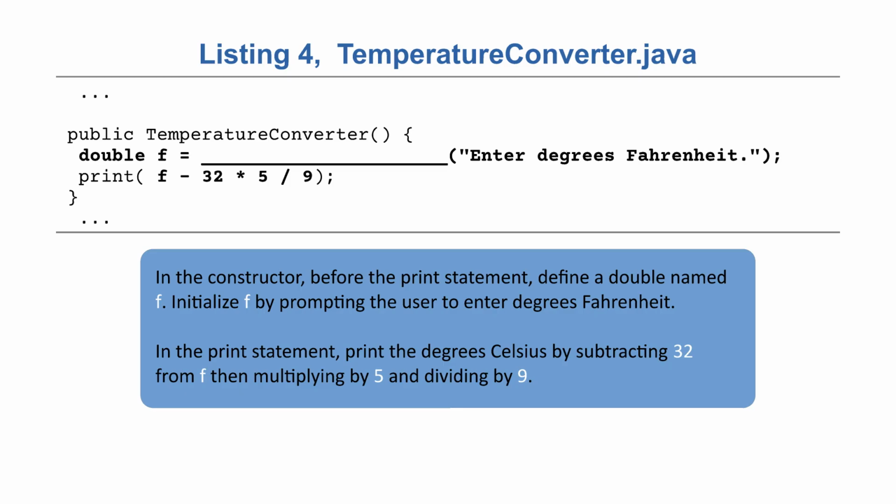Initialize f by prompting the user to enter degrees Fahrenheit. Hint: we'll use a double for f so it can hold a decimal value. Hint: use MyWindow's prompt for double method so it will get a double value as input.